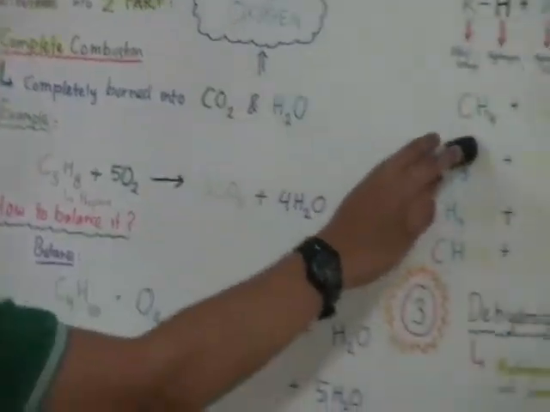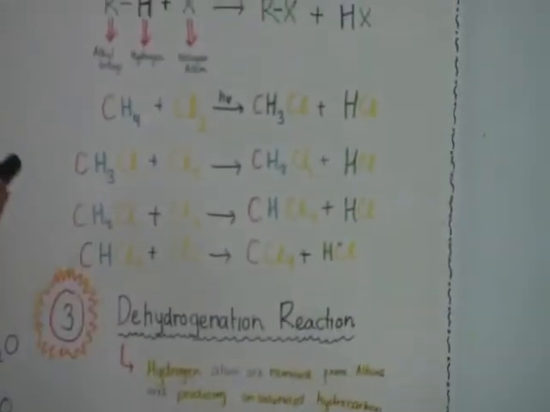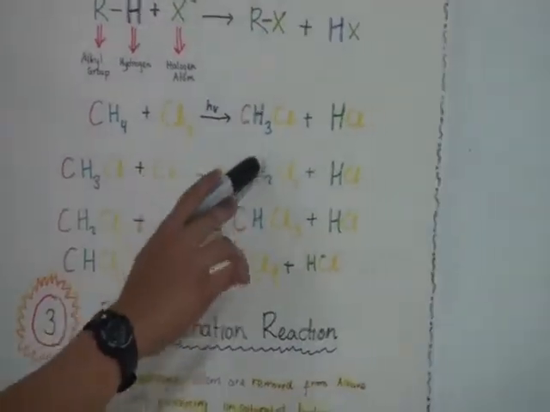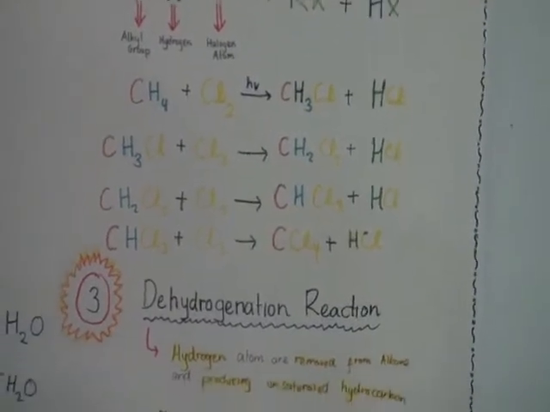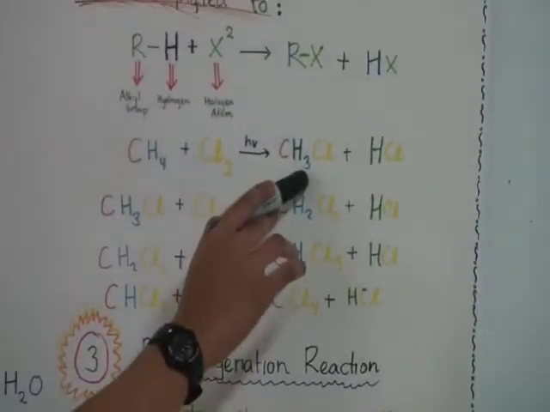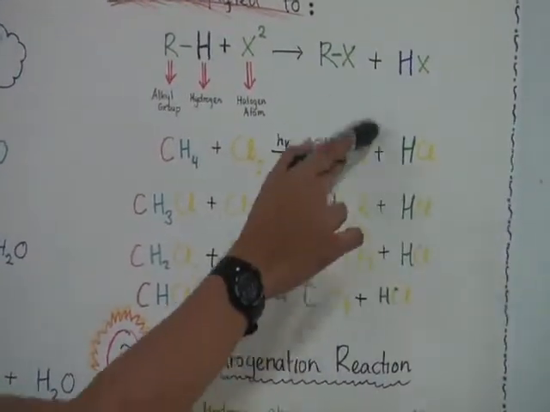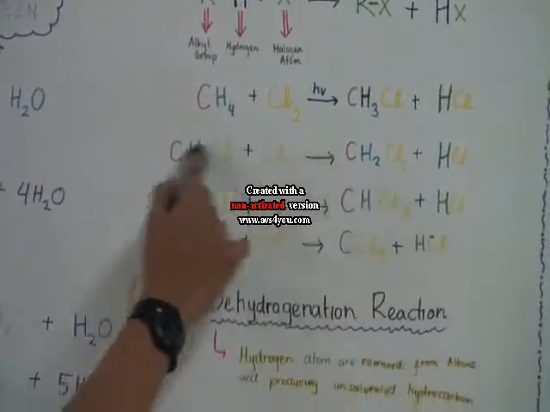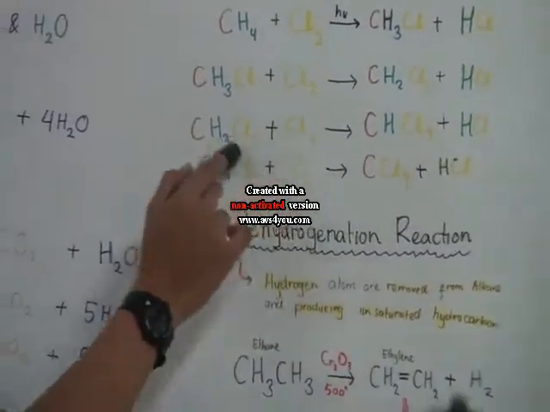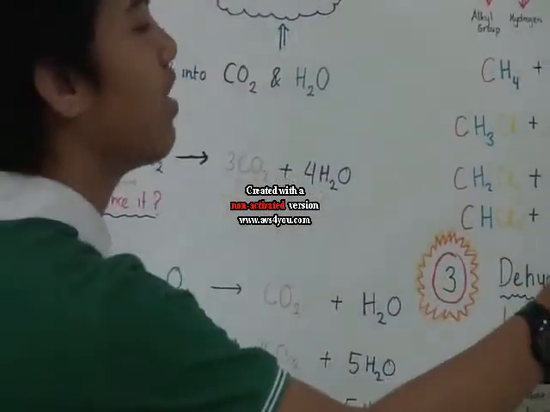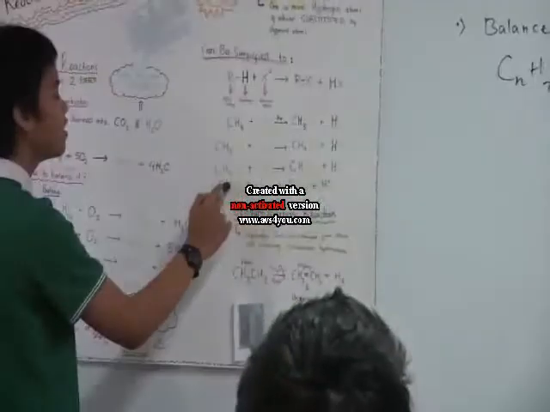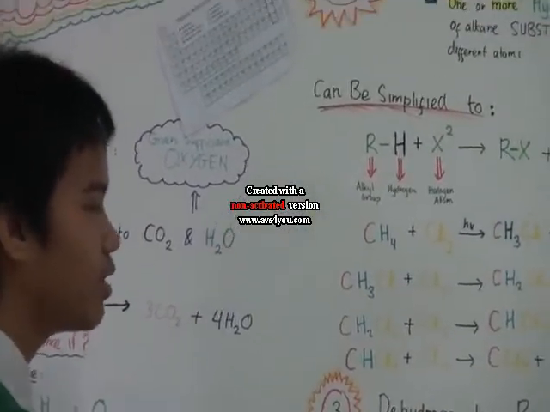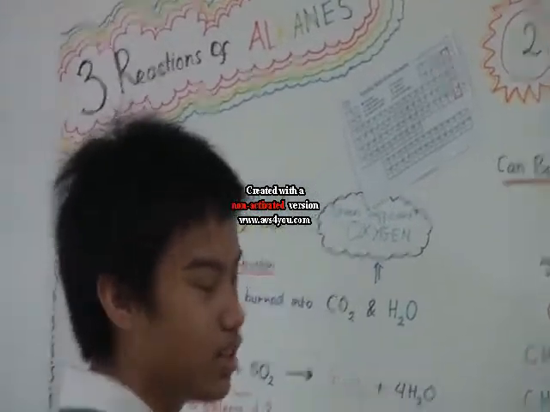Then for example, we will use methane or CH4, plus chlorine, given ultraviolet radiation, producing CH3Cl plus HCl, and then we'll use this one to add more chlorine, and produce CH2Cl2 plus HCl, and then again CH2Cl2 plus Cl2 to CHCl3 plus HCl, and then CHCl3 plus Cl2 becomes carbon tetrachloride, which is used in fire extinguishers, plus HCl.